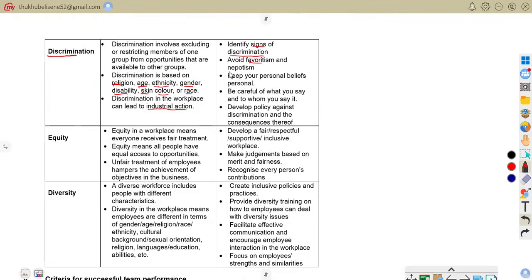Avoid favoritism and nepotism. So don't favor a certain gender or a certain religion. Keep your personal beliefs personal. Be careful what you say and to whom you say it, because we are different. Develop a policy against discrimination and the consequences thereof. That is how we can address that factor so as to make sure that we are going to have a good relationship. Now we come to equity.